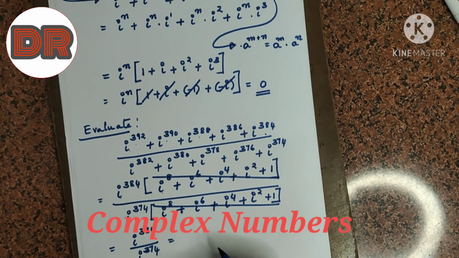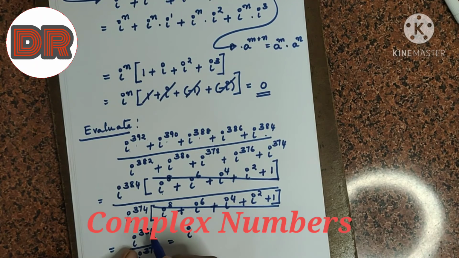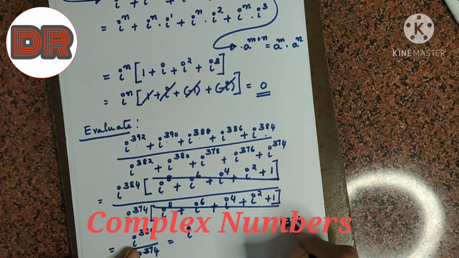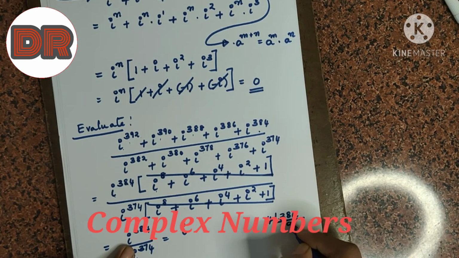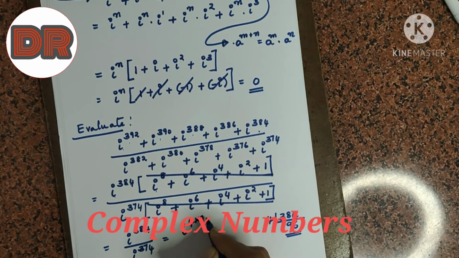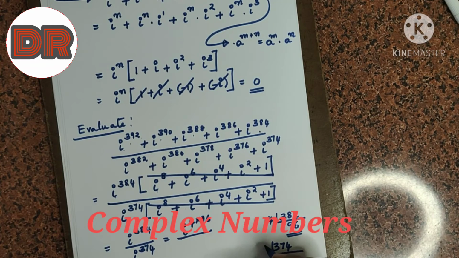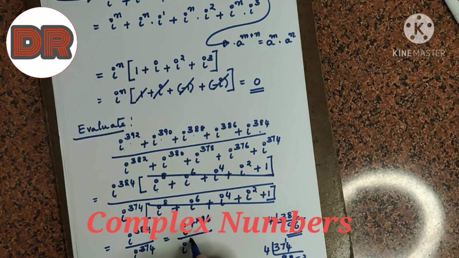Okay, so now how to proceed? So we have i to the power. Now 384 can be written in terms of 4n. So 384 you divide by 4. So what you will be getting? So 4 9s are 36, 6. So 96 into 4 is 384. So 4 into 96 divided by 374. So 374 divided by 4. So 4 9s are 36, 14. 4 3s are 12, 2 remainder. Okay. So this I can write i to the power 4 into 93 plus 2, because there is a remainder after dividing.